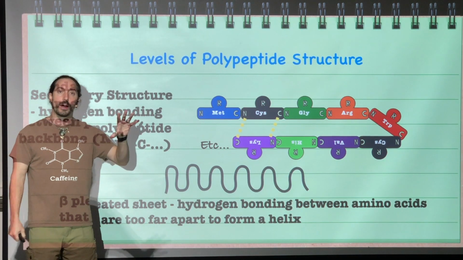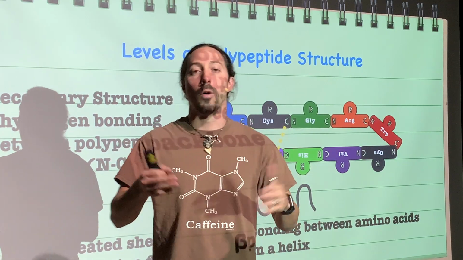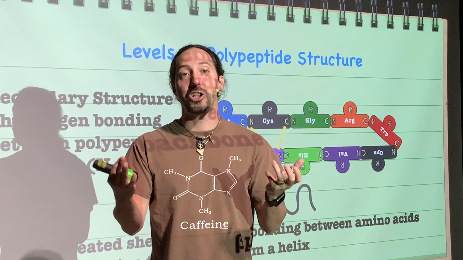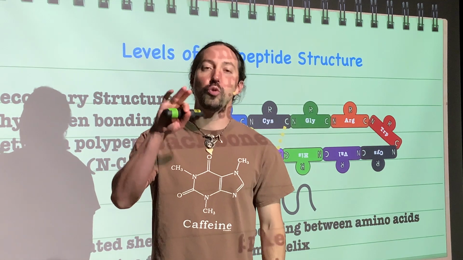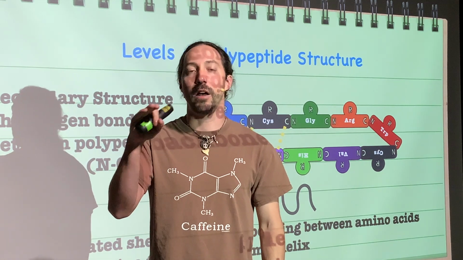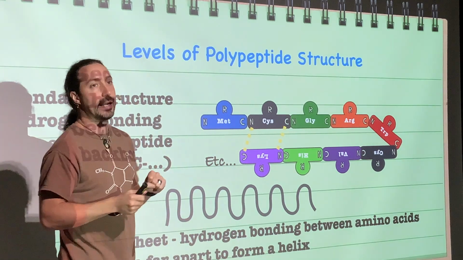So primary level, that's the order of amino acids. Secondary level can form either an alpha helix or a beta pleated sheet, but both are due to hydrogen bonding, which exists between the backbones of our different amino acids. So that is our secondary level of structure.